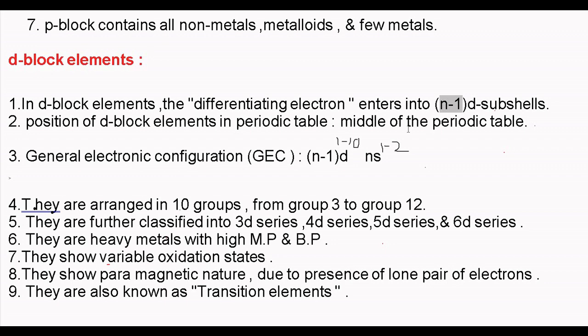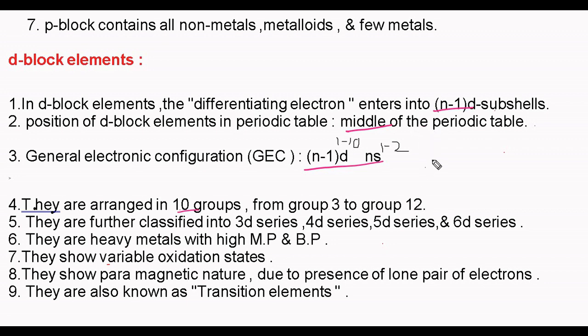D block elements: the position of the d block elements is the middle of the periodic table. The general electron configuration is (n-1)d 1 to 10, ns 1 to 2. In d block elements, the differentiating electron enters the (n-1)d subshell. These elements are arranged in 10 groups, from group 3 to group 12.